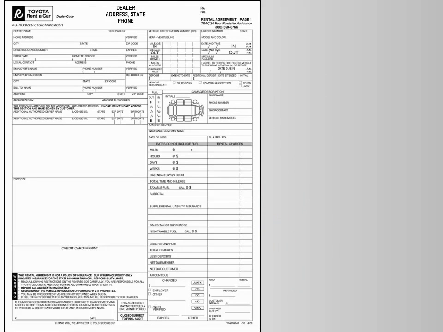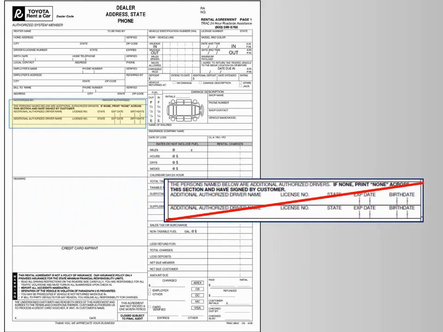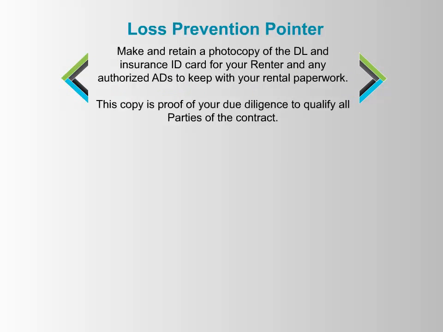If the renter indicates that no additional drivers will have a need to use the rental vehicle, draw a diagonal line through this section of the rental agreement and write the word "none" in the section. Have the renter sign, not initial, on the diagonal line that you've drawn, thus indicating they understand that no other individuals have been authorized to drive the rental vehicle. Never let someone sign the bottom left of the rental agreement unless their qualifying information is listed on the rental contract.